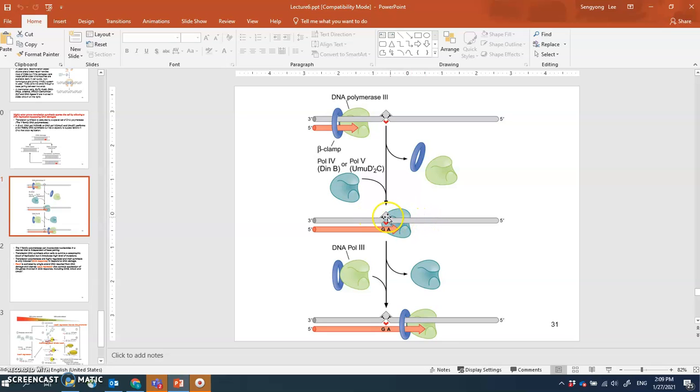And how do they do that? By making mistakes. Instead of adding maybe A and A, it can just add some random nucleotide, maybe G and A, and just continue its polymerization. If it passes that lesion area, then regular DNA polymerase can come along and continue. So the benefit of doing that is that, instead of stopping, the replication can continue, although mutations are introduced.